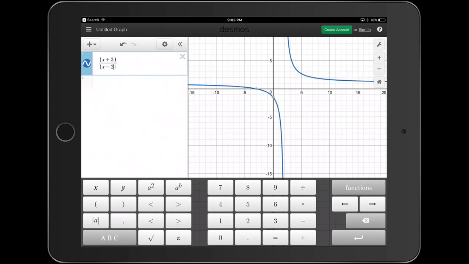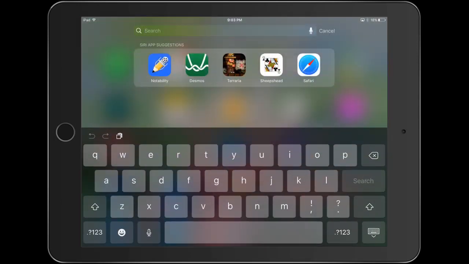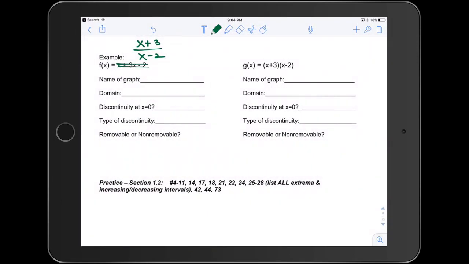Notice what we have there. This is definitely a hyperbola, so we've got definitely an infinite discontinuity happening. Notice that the hyperbola is coming over, getting very, very close to 2 on the x-axis, but not actually touching it because we have an asymptote there. So I'm going to go back to Notability now and say, what is the name of the graph? It's a hyperbola.